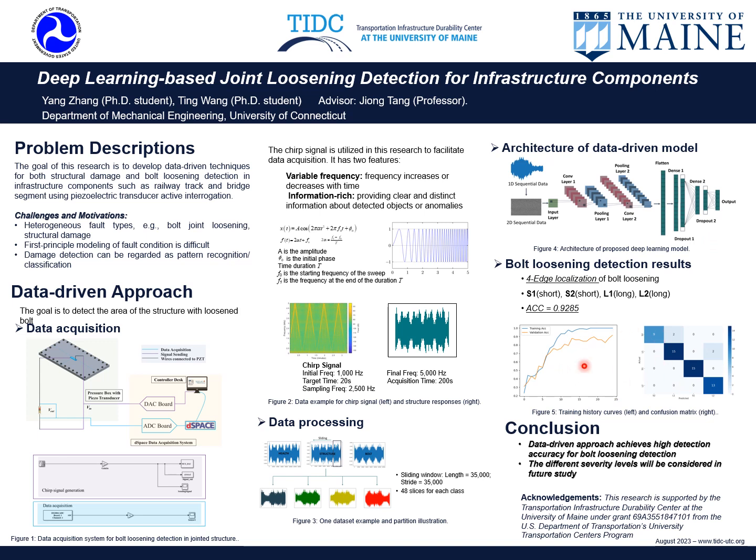So here are the results. As just mentioned, there are 4 edge locations of bolt loosening, 2 short edges and 2 long edges. Based on this confusion matrix, we can achieve 93% accuracy.